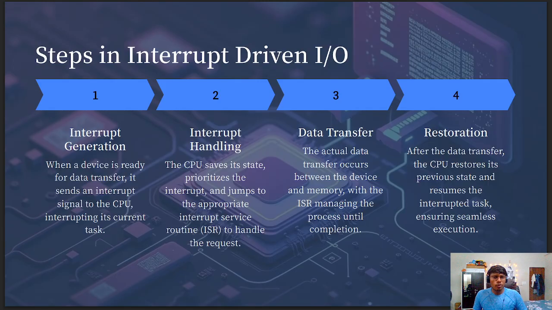Now, let's break down how it works. First, the device sends an interrupt signal when it is ready. Second, the CPU pauses its current work and saves its state. Third, it jumps to a routine called the interrupt service routine, or ISR. Fourth, the ISR handles data transfer between the device and memory. And at last, when it's done, the CPU restores its previous state and resumes the task. It's like pausing a YouTube video to answer a call and then resuming where you left off.